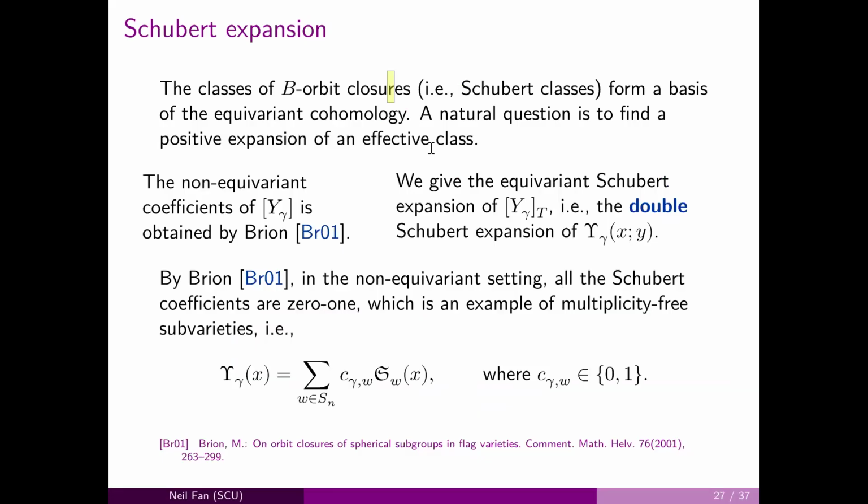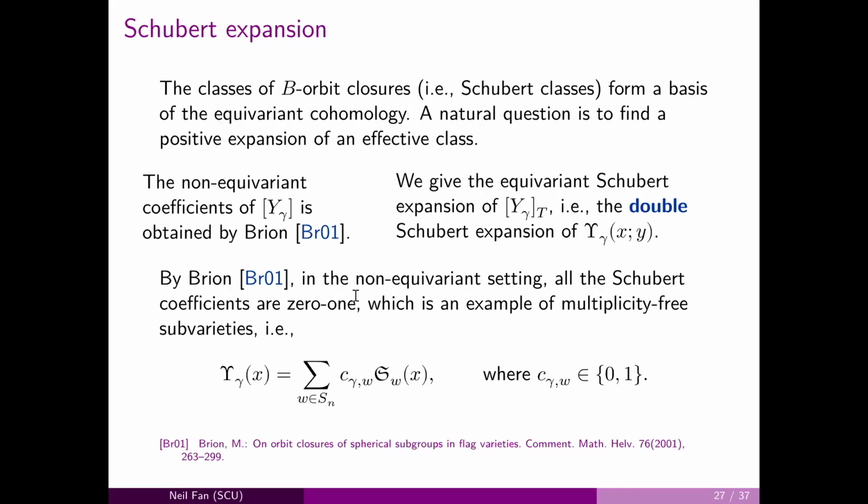So we consider the Schubert expansion. The classes of B orbit closures, that is the Schubert classes, form a basis of the equivariant cohomology. A natural question is to find a positive expansion of an effective class. For the non-equivariant expansion, the coefficient of Y gamma is obtained by Brion. We give the equivariant Schubert expansion of Y gamma sub T. That is the double Schubert polynomial expansion of upsilon gamma.